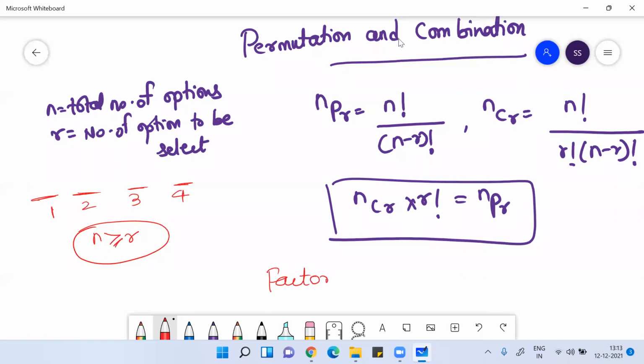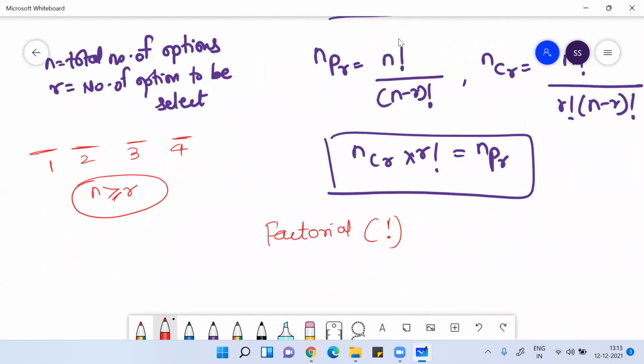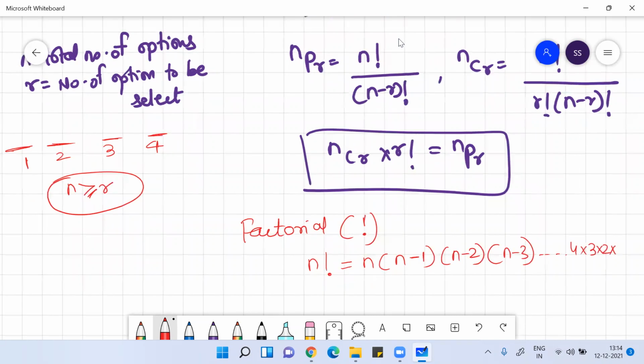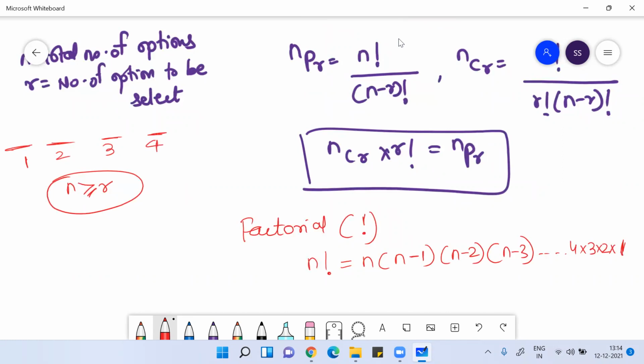Before we continue further, one thing must be bothering you: what is this exclamation symbol? This is called factorial. So what do we mean by factorial? n factorial means n into n minus 1 into n minus 2 into n minus 3, like this, multiplying till 1. That is the value of n factorial. So 7 factorial means 7 into 6 into 5 into 4 into 3 into 2 into 1. The value of 7 factorial is 5040.